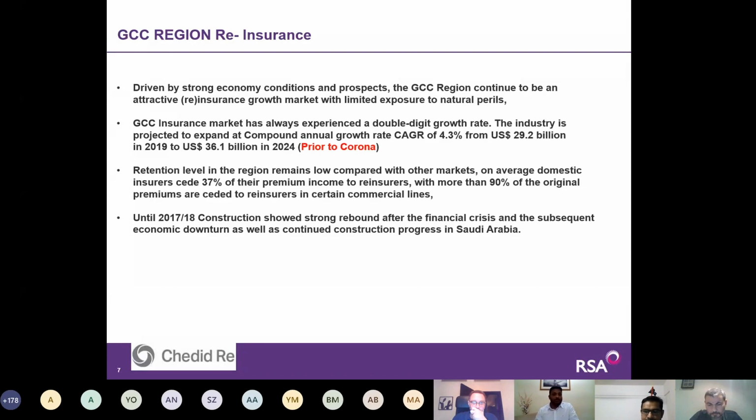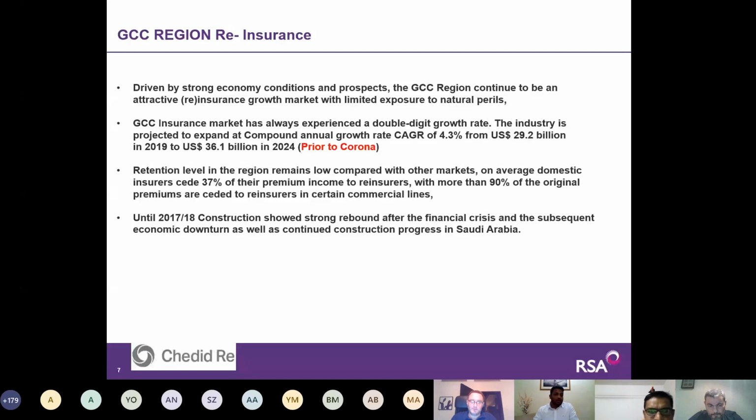So the figures can change because it is still early to predict what will be the impact of corona in the market. The retention level in the region remains low compared with other markets. On average, domestic insurers cede 37% of their premium income to reinsurers, with more than 90% of the original premiums ceded to reinsurers in certain commercial lines. While moving through the presentation, we will have a detailed look into these retentions and other figures.